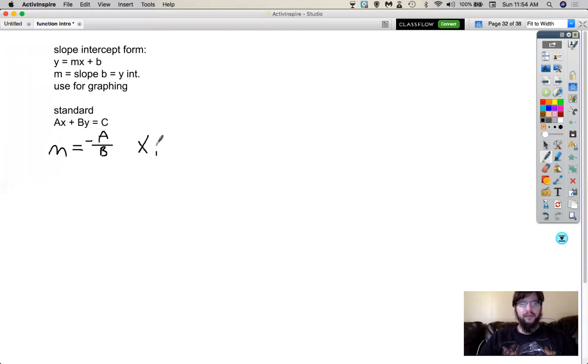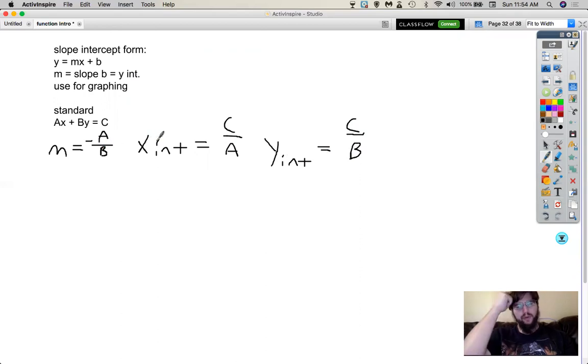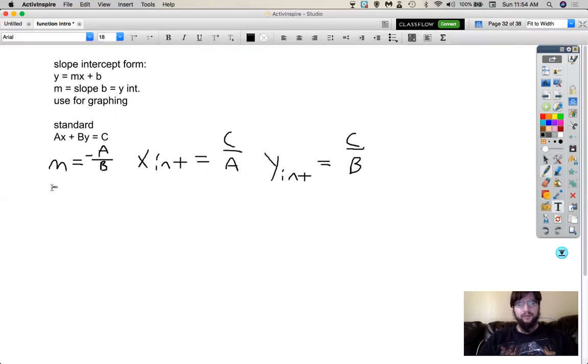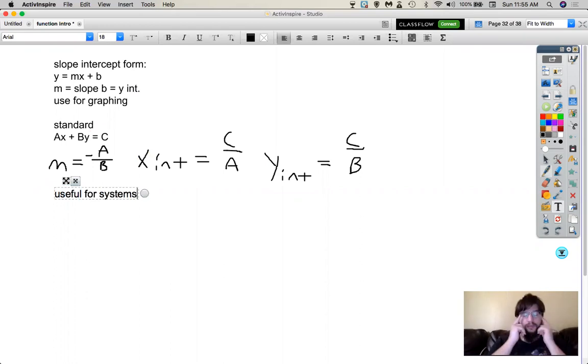So the x-intercept, we plug in 0 for y. If we do that, that would be c over a. Y-intercept, plug in 0 for x. That would be c over b. So it does give you the key pieces of information pretty much immediately, but it requires some remembering or thinking either way. So mostly we just use this because it looks pretty and it's useful for systems. We'll talk about those shortly.